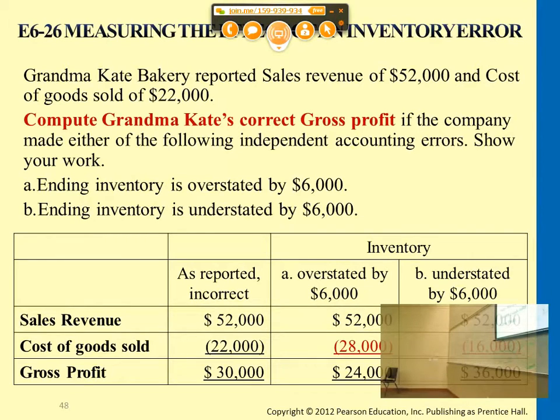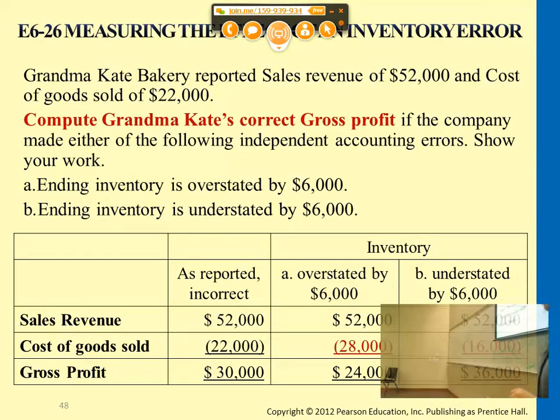Any questions so far? Okay, that's pretty much all of chapter 6. So the last part of this chapter, the estimation of gross profit method, I'm going to skip it for now. Okay, I want to move on to chapter 8.